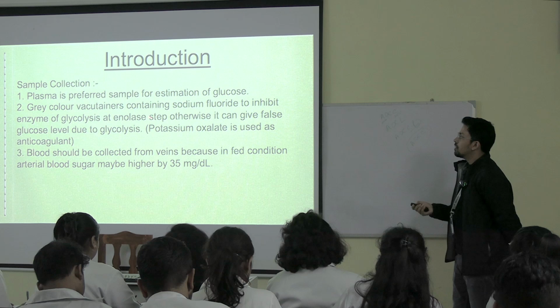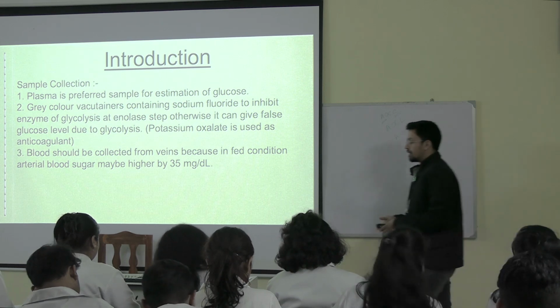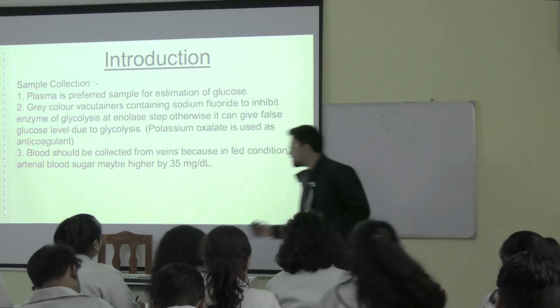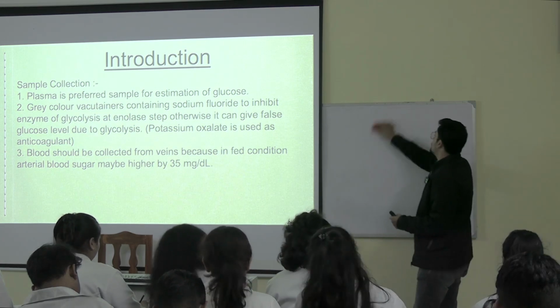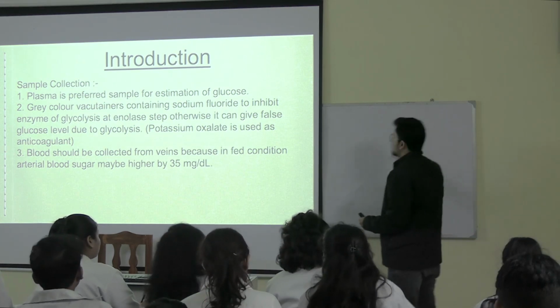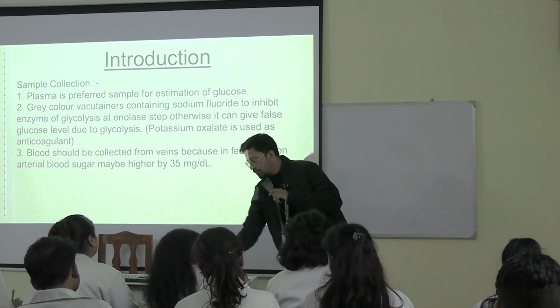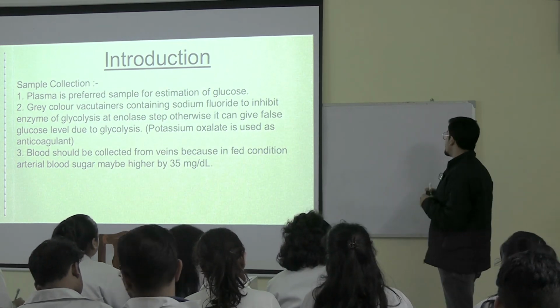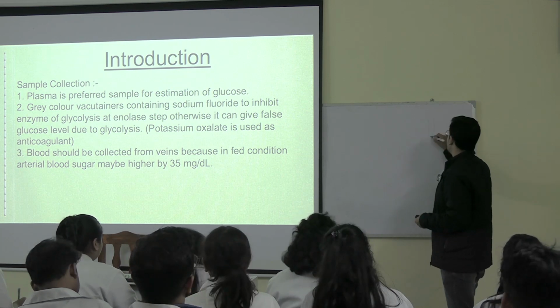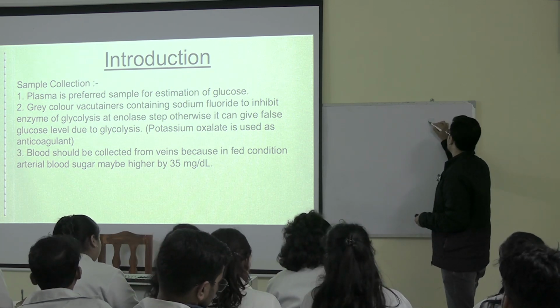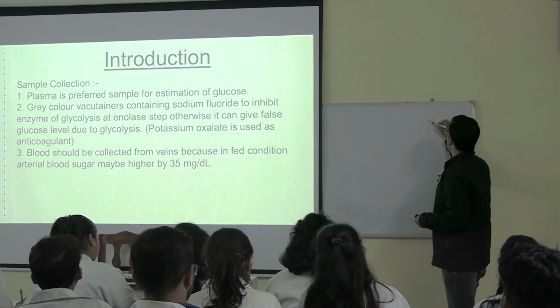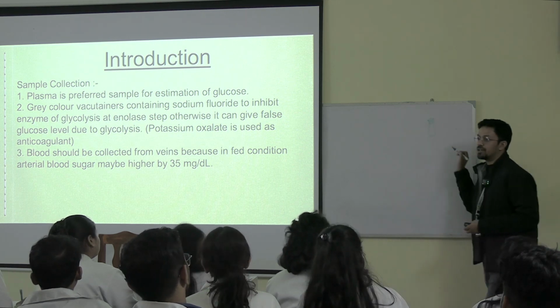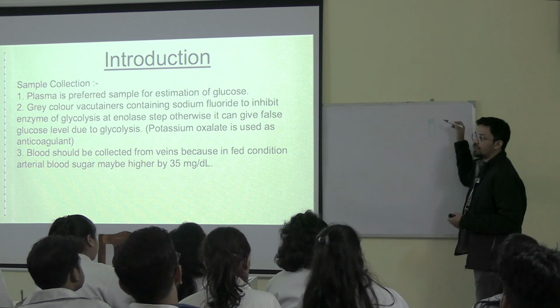Now, which kind of blood container? When you go to pathology, you will see there are different color-coded vacutainers. Vacutainers are the blood containers where we collect the blood sample. If you have given blood in a lab, this is a container and this is the cap, and these caps have different colors.